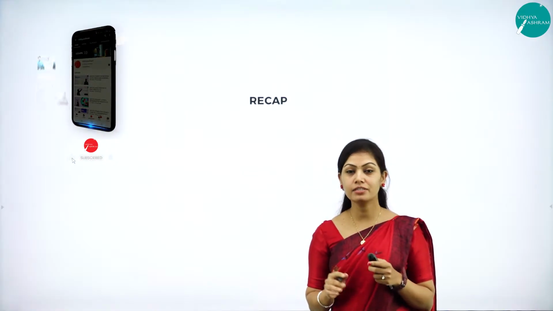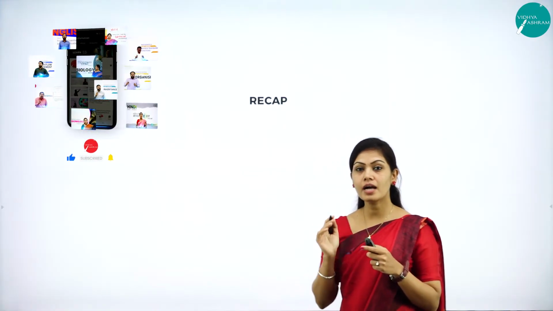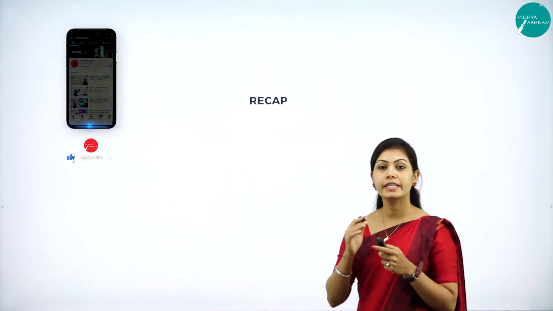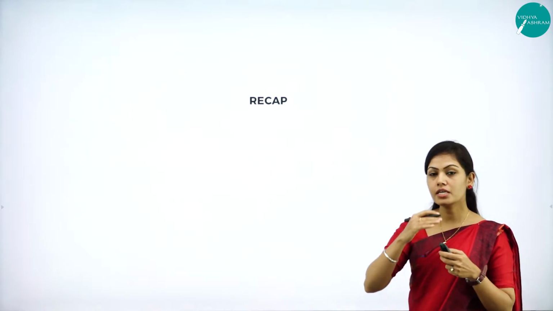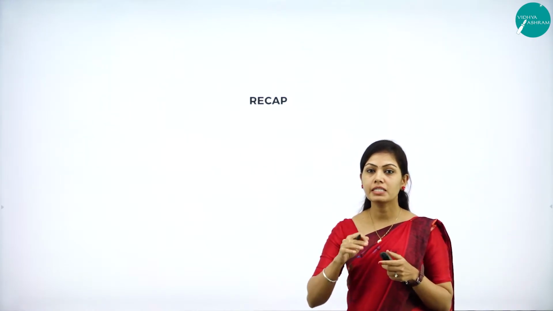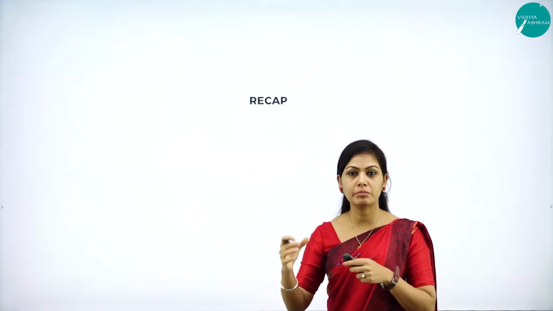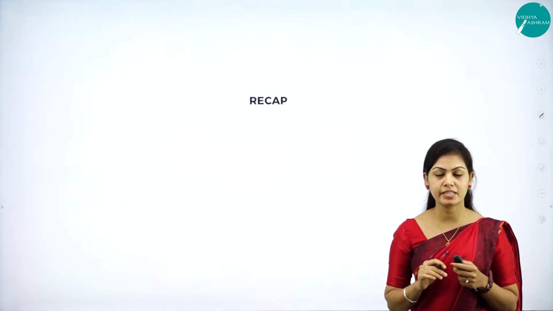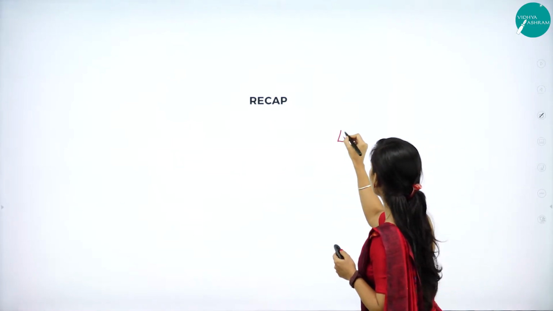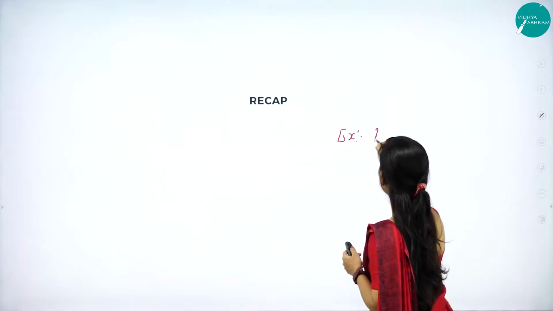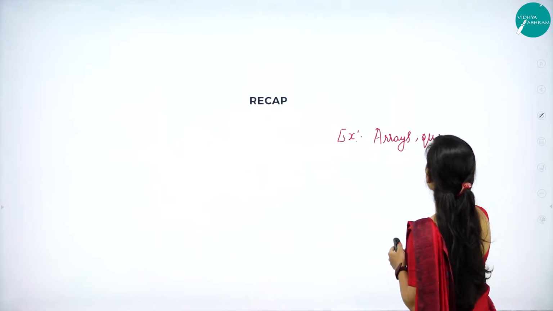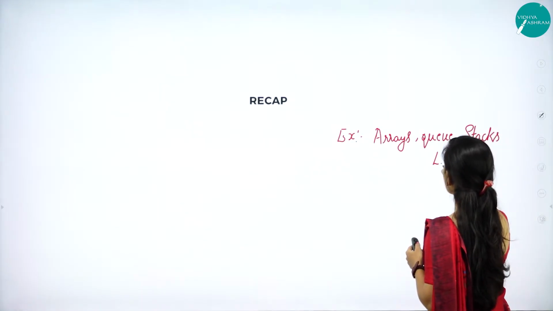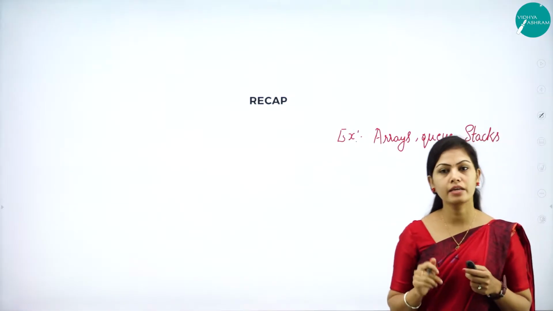In my last session, I have discussed linear data structure, non-linear data structure and array. What is linear data structure? In linear data structure, data elements are arranged in a sequential order. That means in some proper order, all the data elements are arranged. Examples for linear data structures: arrays, queues, stacks and linked list. These are the linear data structures.